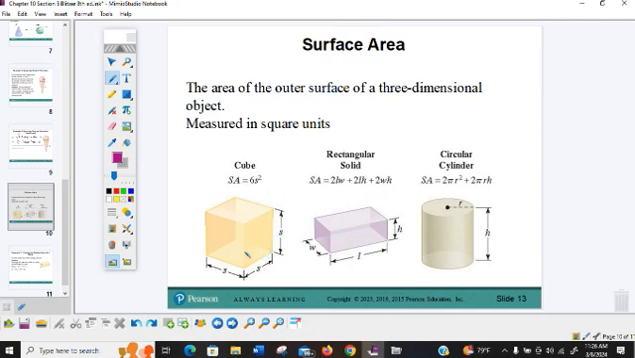Side times side would be the area of this piece. Side times side, the area of this piece. Side times side, the area of the top and the bottom as well. You end up with 6 sides, so it's 6s squared, and s stands for the length of the side.